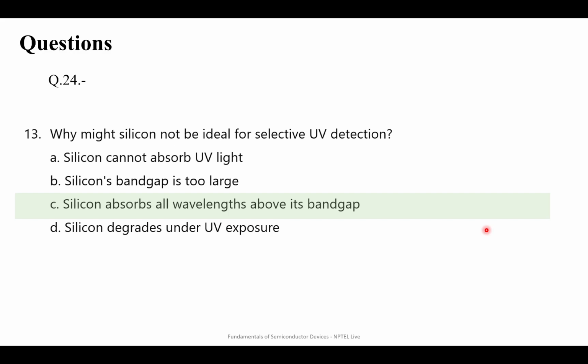The correct answer is silicon absorbs all wavelength above its band gap. So UV, it will absorb all the UV radiation. So you won't be able to get a selective UV radiation. Like if I want to differentiate between 300 nanometers and 400 nanometers, I won't be able to do that in silicon. For that, I need a material which has a band gap between 300 and 400 nanometer, so that it absorbs 300 nanometer, but it does not absorb 400 nanometer.